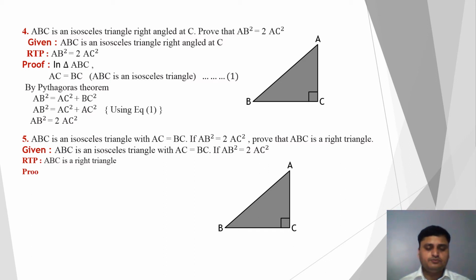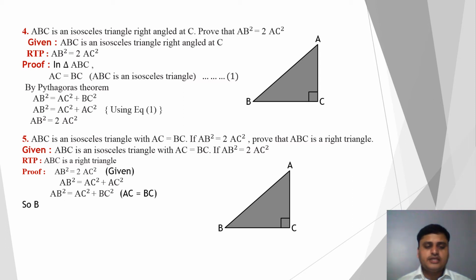Let's begin the proof. We will go with the given, whatever is given in the question. That is, AB square is equal to 2AC square. In brackets we will write the reason: given. After this, we can write AB square, as it is equal to 2AC square, meaning AC square plus AC square. After this, one AC square will be replaced by BC, that is AC square plus BC square, because it is given in the question that AC and BC are both equal.